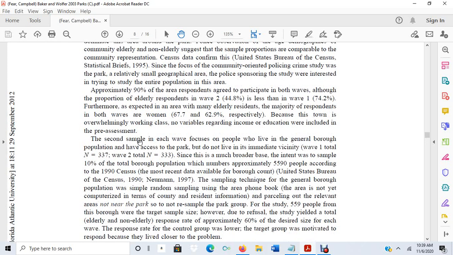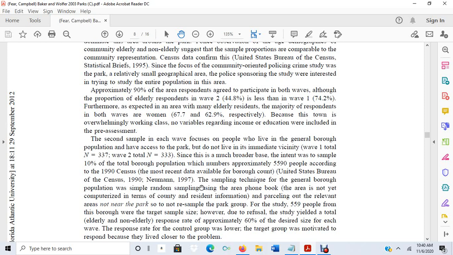The second sample in each wave focuses on people who live in the general borough population and have access to the park, but do not live in its immediate vicinity. Since this is a much broader base, the intent was to sample 10% of the total borough population, which numbers approximately 5,590 people according to the 1990 census, the most recent data available for borough count. The sampling technique for the general borough population was simple random sampling using the area phone book.